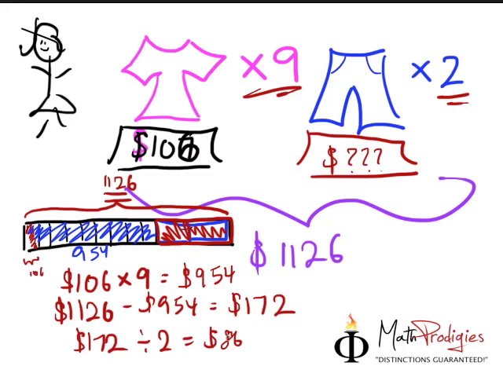And then you write your statement. Therefore, each pair of jeans costs $86. And that is it. It's pretty simple. All right, if you got that one right, high five, because you are a math prodigy. Good job.